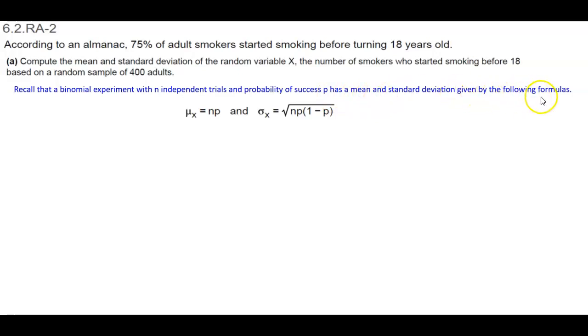Now recall that a binomial experiment with n independent trials and probability of success p has a mean and standard deviation given by the following formula. Mu subscript x is equal to n times p, and sigma subscript x is equal to the square root of n times p times 1 minus p.